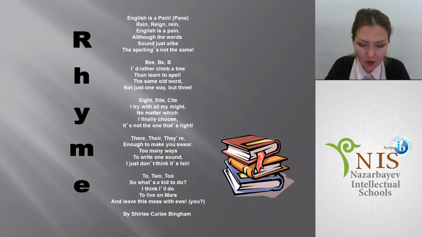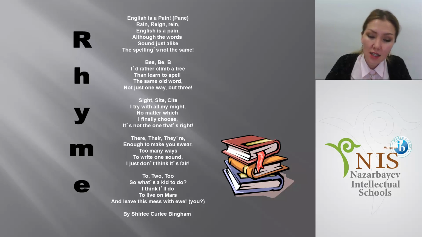By Shirley Carlos Bingham. So here you can see the example of rhyme. The first stanza is like English is a pain, or rain, rain, rain. There are three different words, but they sound the same way. The second stanza is B, B, and B. The third stanza is sight, sight, and sight. There are three different words. The fourth stanza is there, there, there. And the last one is two, two, two.